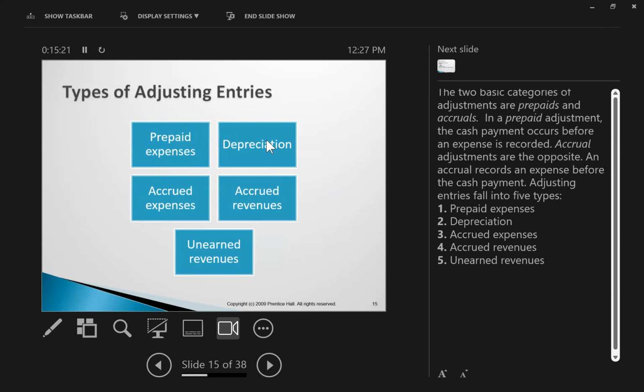So what are the types of adjusting entries that we're going to talk about? Well, we're going to talk about prepaid expenses, depreciation, accrued expenses, accrued revenues, and unearned revenues. And keep in mind, again, none of those involve cash. Cash has already either been paid or received, so we don't have to include those in any of this.